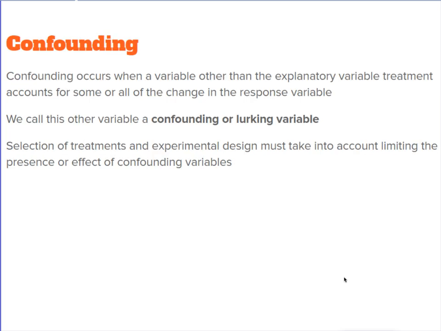Confounding is when there is something besides the explanatory variable, something besides the thing that we're actually trying to test, that accounts for change in the response variable. And so we have to be very careful when we're designing experiments to make sure that we can limit or eliminate, ideally, their presence.